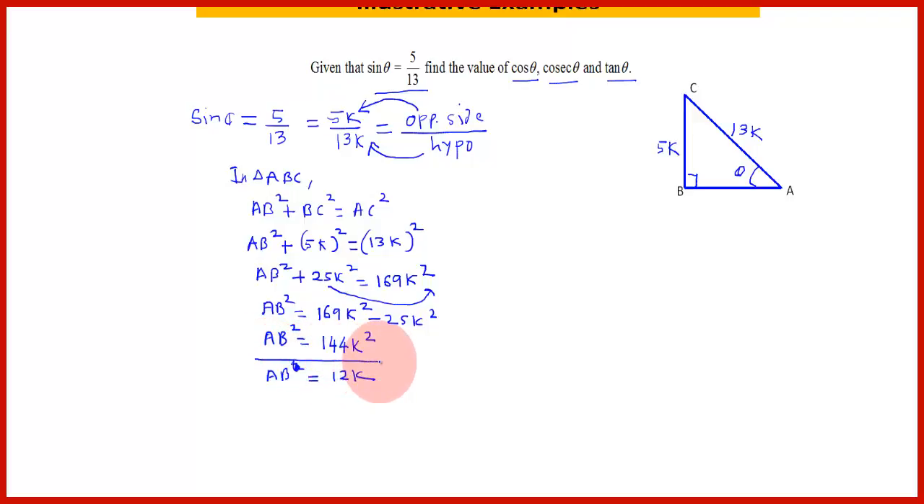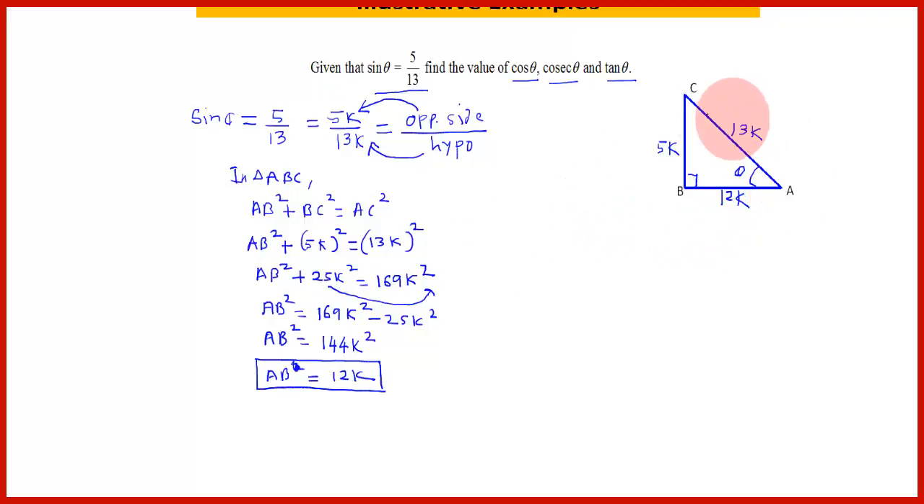Friends, highlight this. AB is equal to 12k. Always try to make your answer paper examiner friendly. If it is examiner friendly, the examiner finds it easier to check. And so the first value you are getting, that is the length of side AB, is to be highlighted. So AB is equal to 12k.